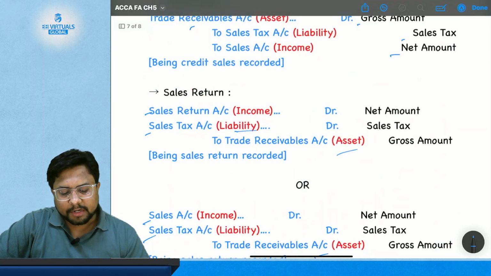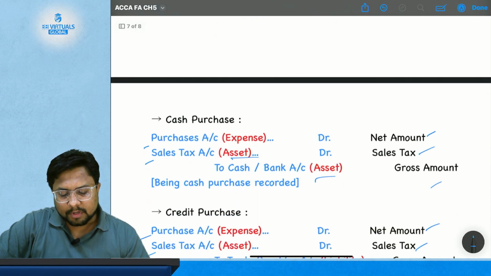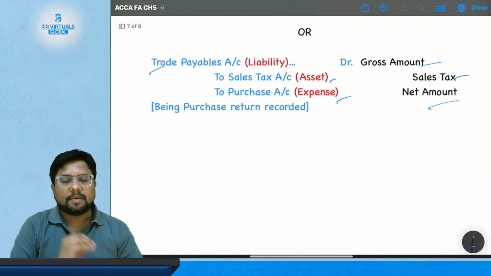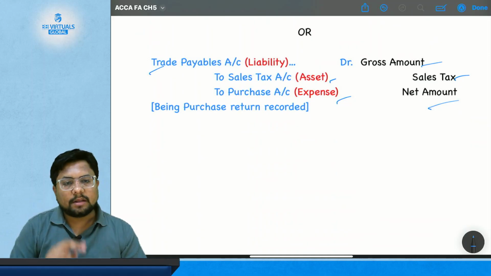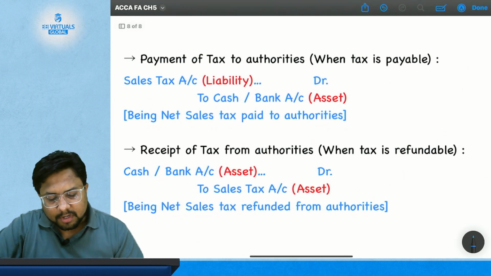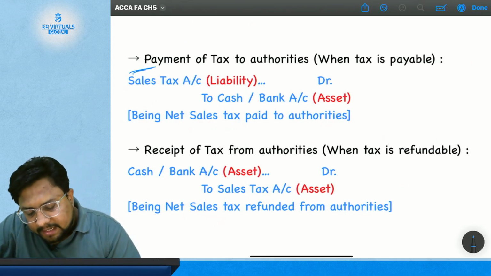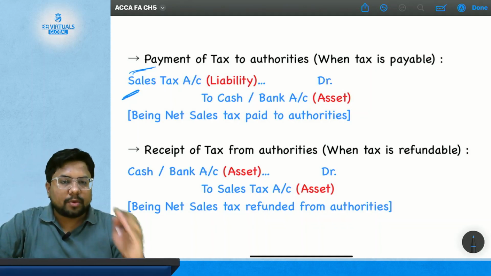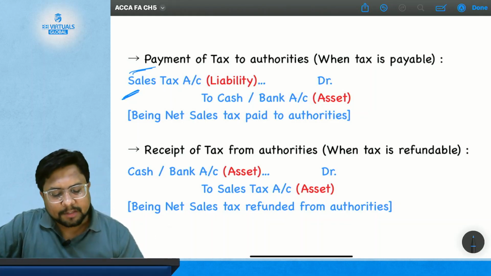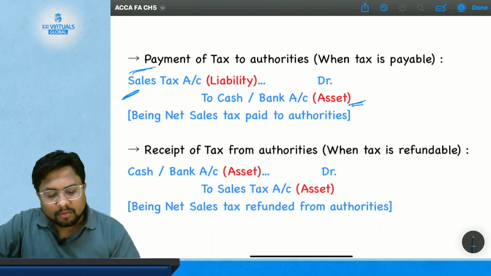So till now what we have studied: entry for cash sales, credit sale, sale return, then cash purchase, credit purchase, and purchase return. Now after doing sale, purchase, everything, what will be incurred? Either there will be a tax payable or tax refundable. So the entry for payment of tax will be sale tax account debited, because you are reducing the liability, so you are debiting the liability and paying the asset, so asset will be credited. So sale tax account debited to cash or bank in case of payment of tax.